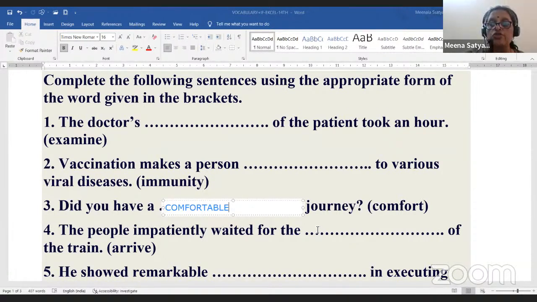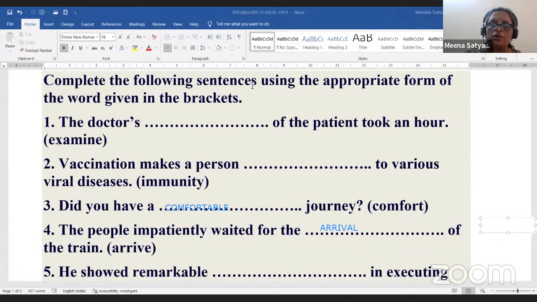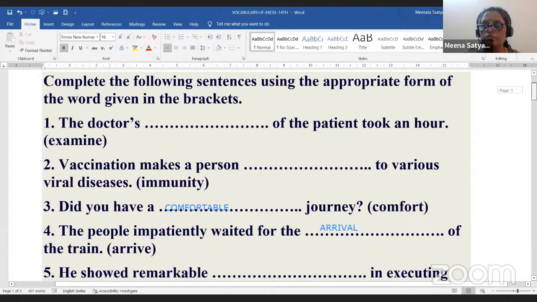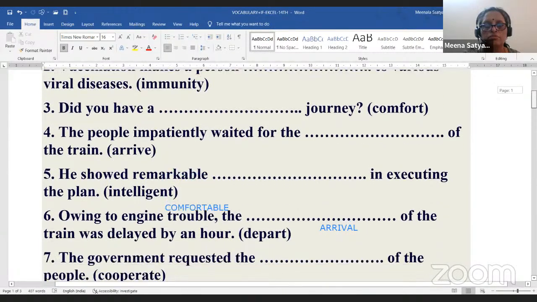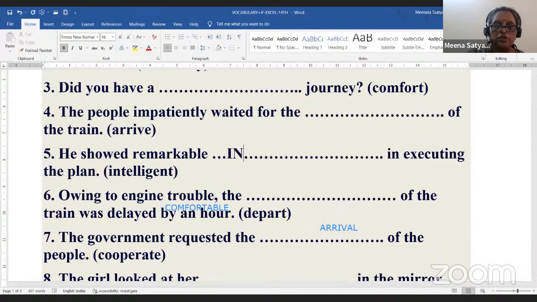The people impatiently waited for the dash of the train. So this will change into arrival of the train. He showed remarkable dash in executing. This is the problem. Remarkable dash in executing the plan is nothing but intelligence. So you cannot say intelligent, it is intelligence.